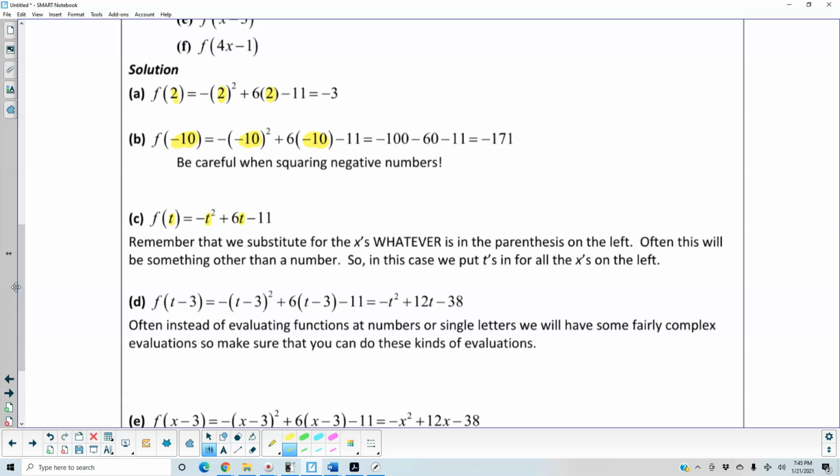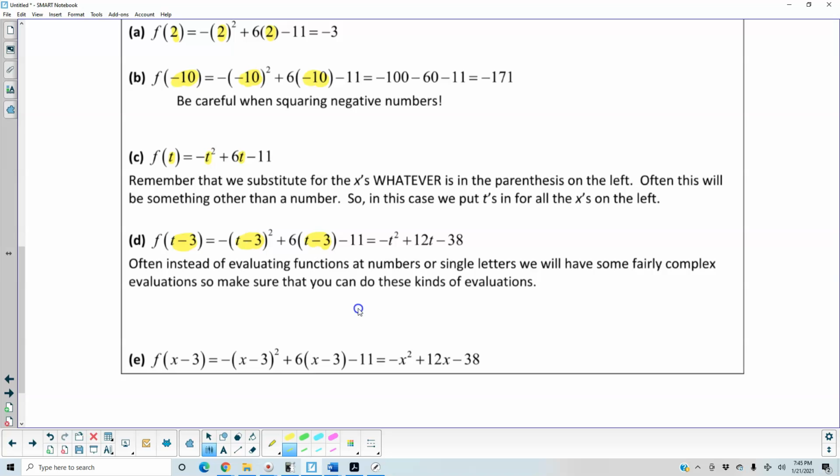Part D, we're plugging in t minus 3 in for the value of x. So here is negative (t minus 3) squared plus 6 times (t minus 3) minus 11. Recall that you're going to have to do the FOIL method on (t minus 3) squared. So let's go ahead and do that example here. We have negative (t minus 3) times (t minus 3) plus 6 times (t minus 3) minus 11.